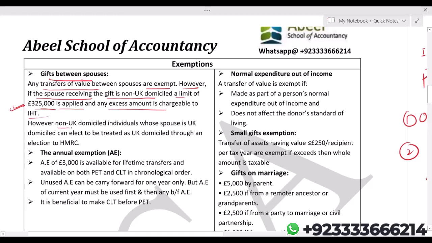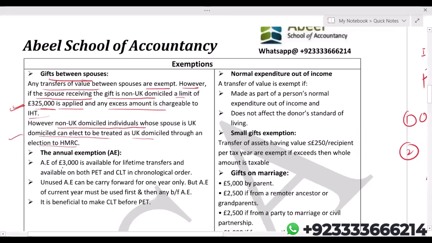However, a non-UK domicile individual whose spouse is UK domicile can elect to be treated as UK domicile through an election to HMRC. It is possible that the other spouse who is UK domicile can make the election to treat my spouse as UK domicile. Then the limit of 325 will not apply, but there is one problem. The problem is that when the non-UK domicile spouse is also treated like UK domicile, then IHT will arise on worldwide assets.